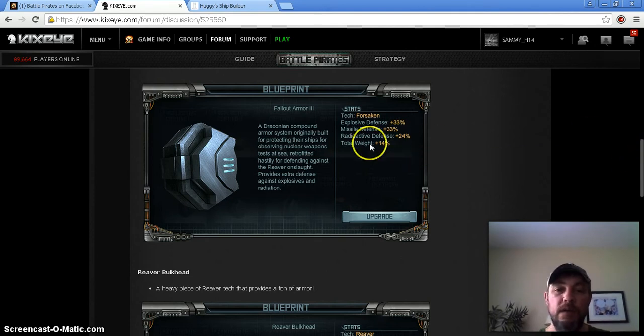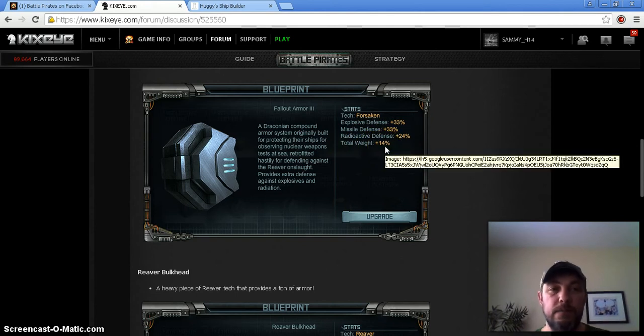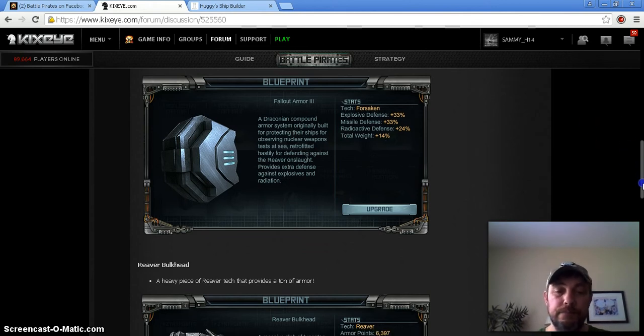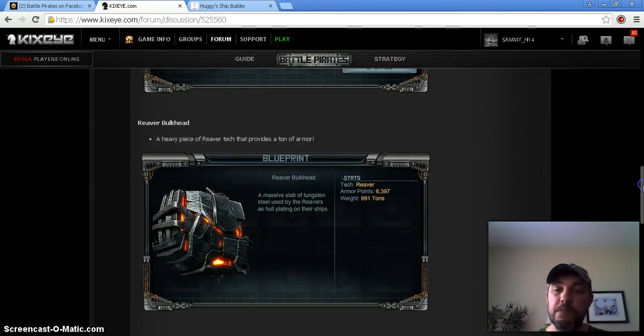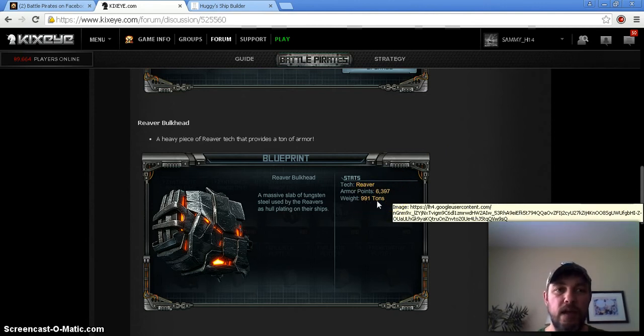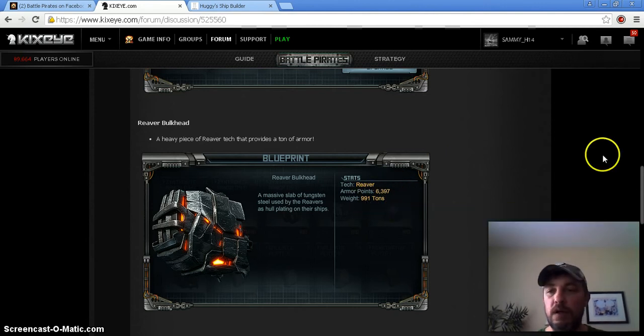Okay. The only thing, just be mindful, it does increase the total weight. MC3 and stuff is 12%. This is 14%. The new armor, yes, it's got a lot of armor points. And yes, it weighs a lot. But again, there's ways around that. So I'll explain that here in a second.